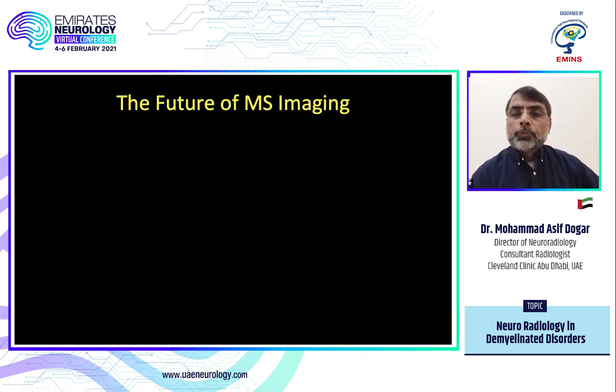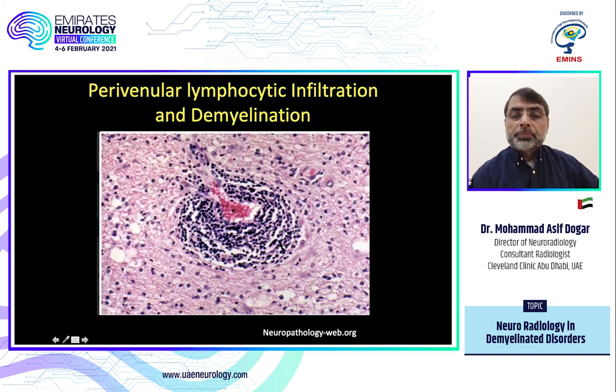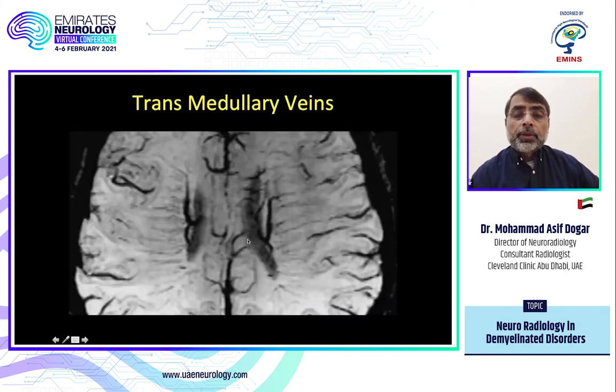So just a few more images here. The future of MS imaging, as you know, is that MS involves the perivascular, perivenular area. These are the transmedullary veins. Most of them run perpendicular, but you also see some periventricular.